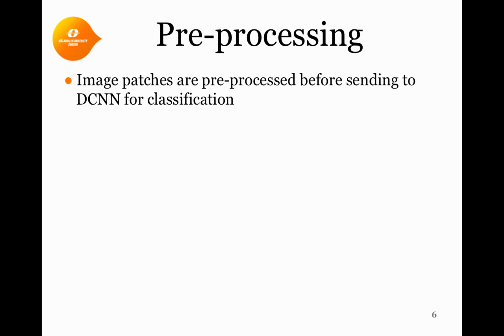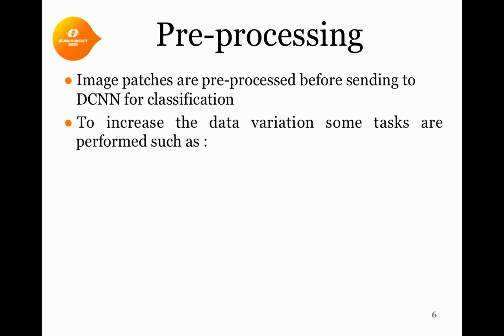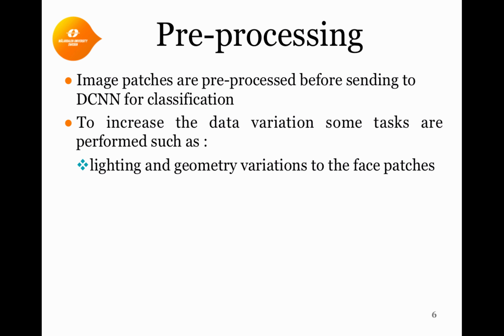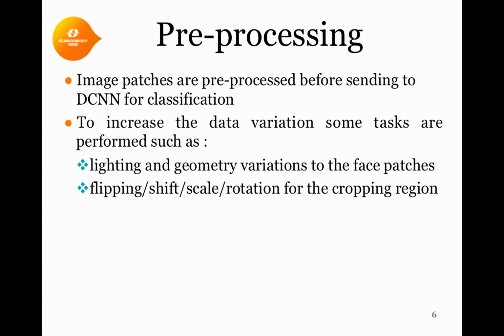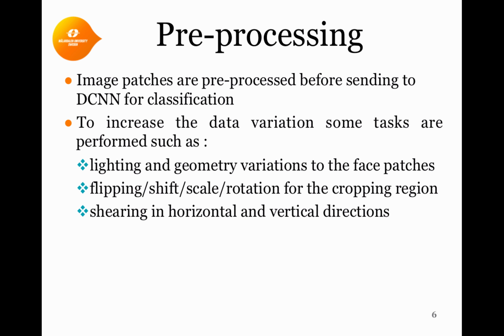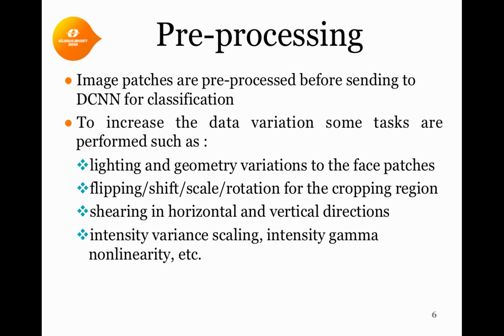The image patches are pre-processed before being sent to the DCNN for classification. To increase the data variation, some operations are performed, such as lighting and geometry variations to the face patches: flipping, shifting, scaling, rotating the cropping region, shearing in horizontal and vertical directions, intensity variance, scaling, intensity gamma nonlinearity, etc.